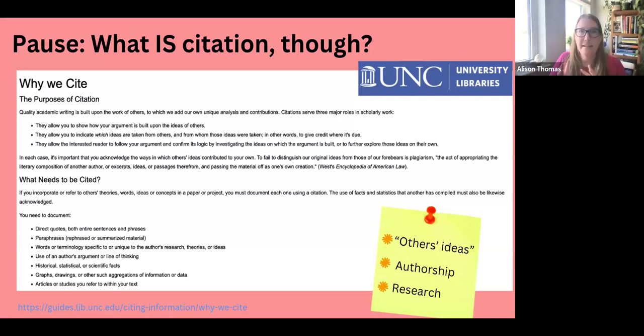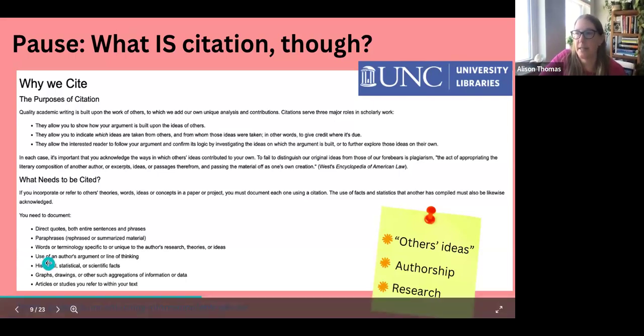And so already in this text, I've drawn out some of the words that are complicated for me when I try to apply this to AI, right? Others' ideas. Is AI generating an idea? Is AI creative? These are much bigger questions, right? The idea of authorship when it comes to AI tools. Are AI tools authors? Can an AI be a creator of something? And then this question of whether AI is itself research.